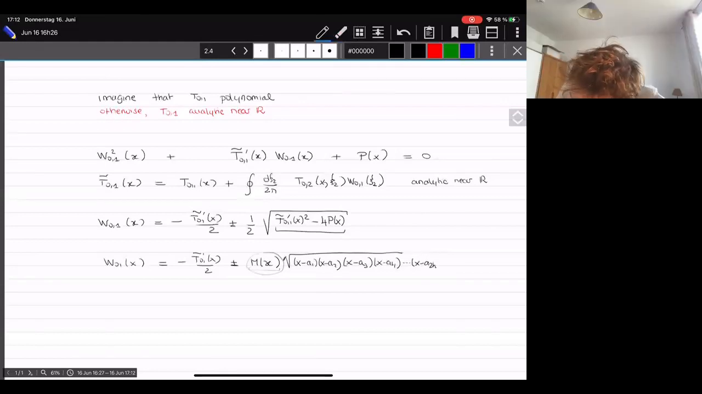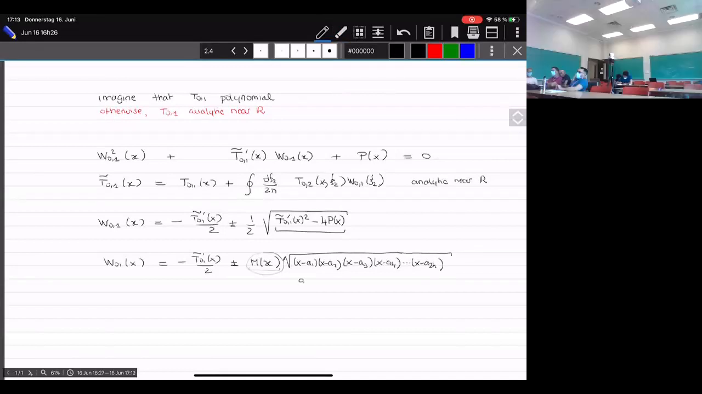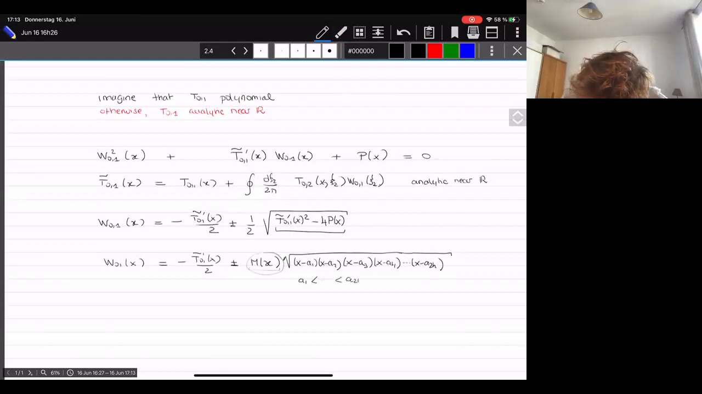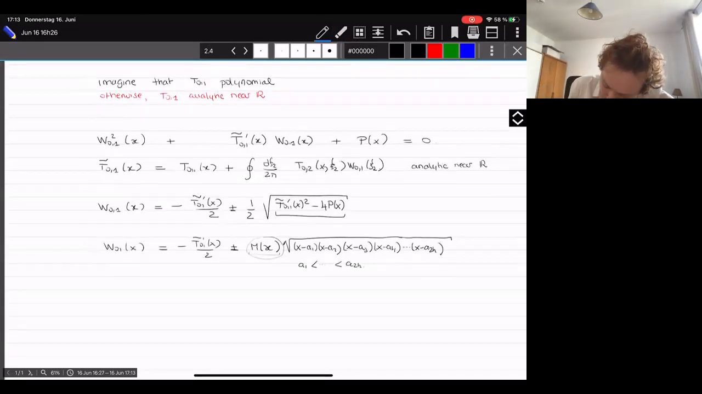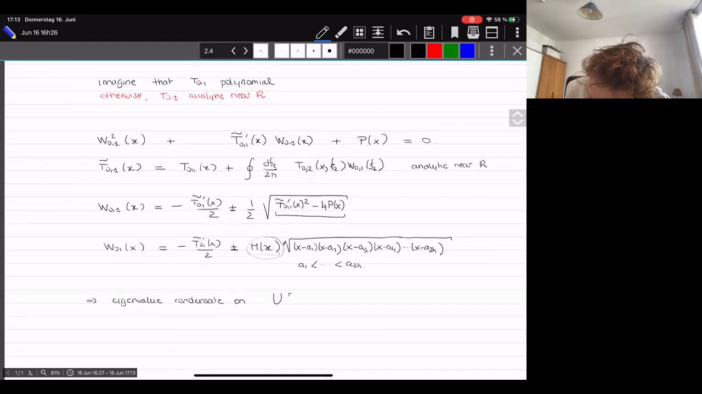So another thing one can prove is that, in fact, the number of simple zeros should be even. And then you can always order this. And I'm only going to care about the real zeros because I want to look at that only in the vicinity of the real axis. So from this, we can deduce that the eigenvalue condensate on the union of these segments.